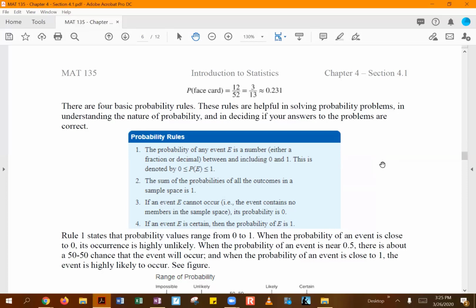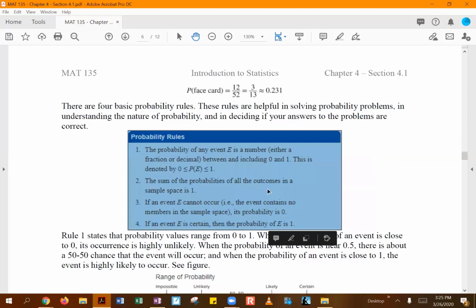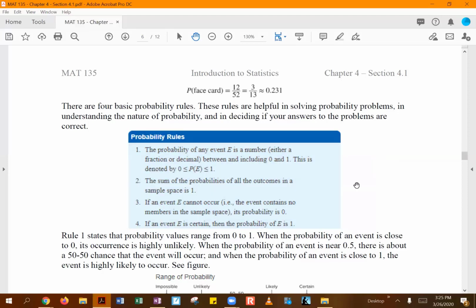Now, rule number 2 is talking about the sum of the probabilities of all outcomes in the sample space being 1. So think about it. If I look at tossing a coin, I can get a head or a tail. The probability of getting a head is 1/2 or 0.5. The probability of getting a tail is 1/2 or 0.5. So if I add 1/2 and 1/2, I am going to get a total of 1, right?